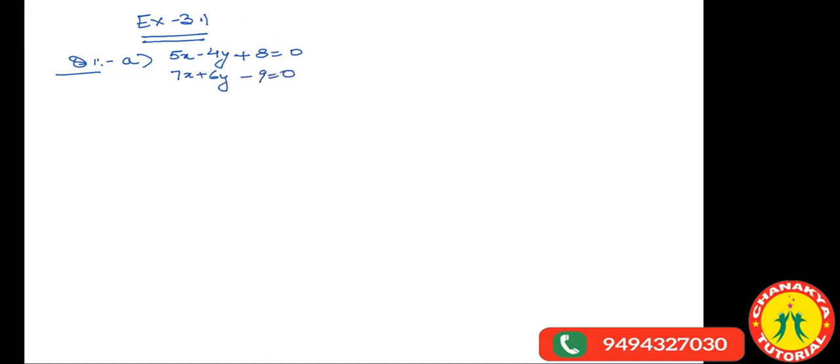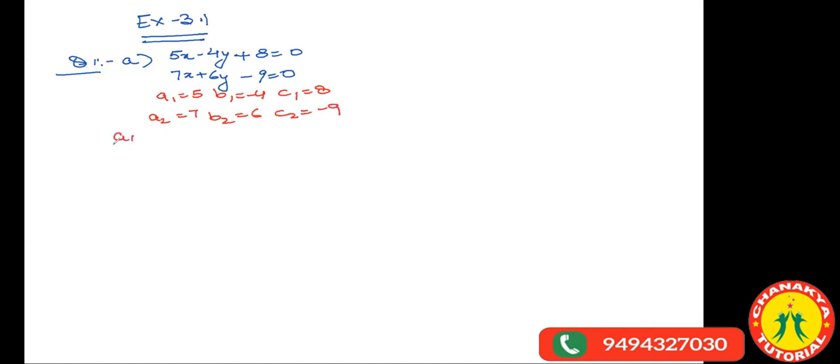Now children, kindly be on unmute and tell me the values of A1, B1 and C1. A1 is 5. B1 is minus 4. Yes. C1 is 8. Yes. Now in the second line, what will be the value of A2? 7. Yes. B2 is 6. Yes, and C2 is minus 9. Good.